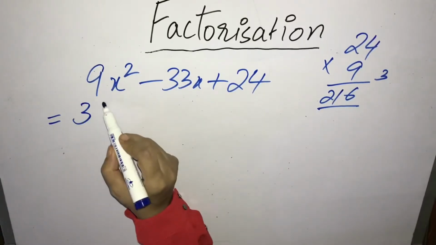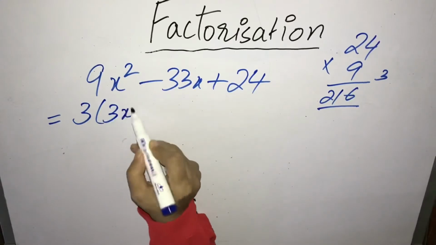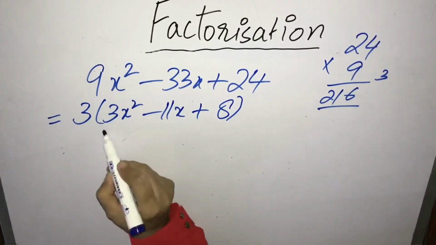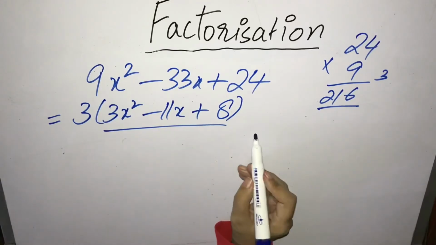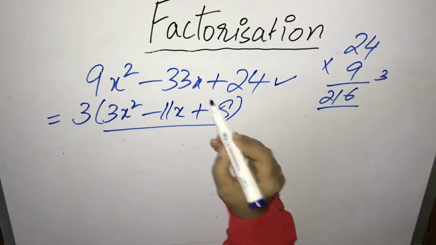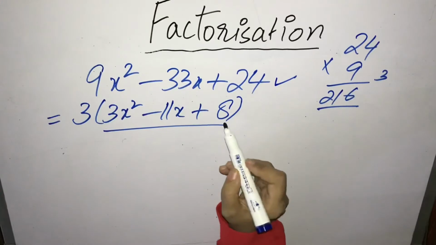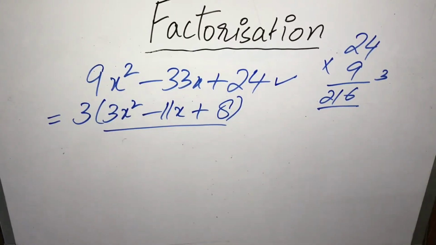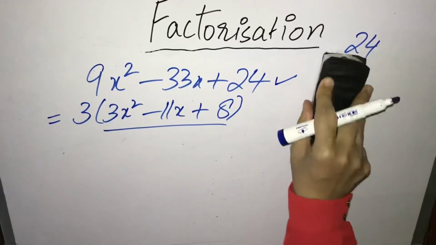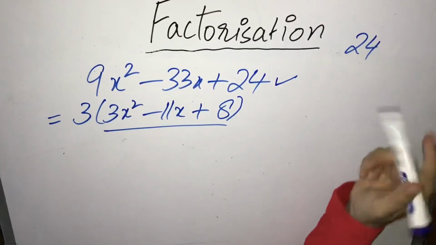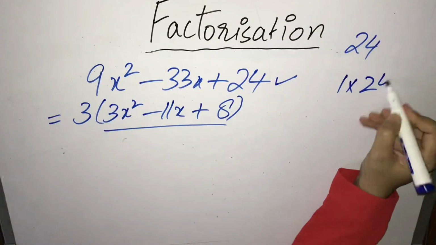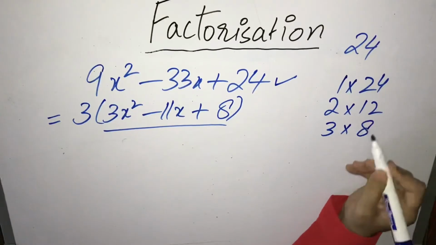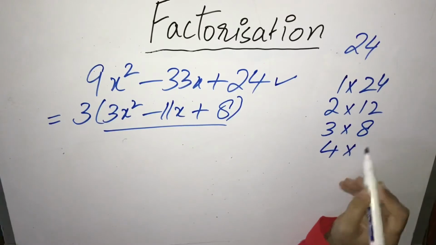If I take 3 outside, I shall have 3x² minus 11x plus 3 8s are 24. You can see now this expression is much easier than this expression. And now you have to make the factors of 8 3s are 24. The factors of 24 are 1 into 24, 2 into 12, 3 into 8, 4 into 6.